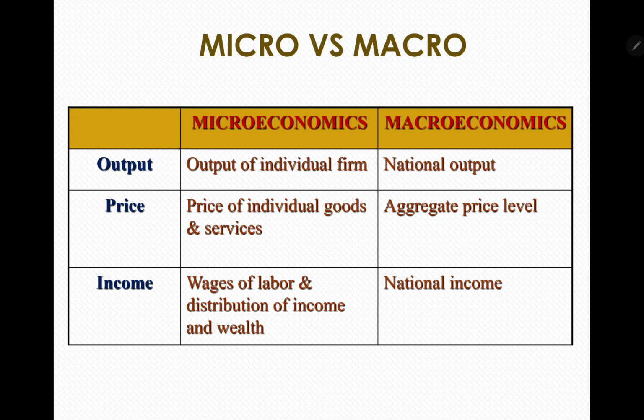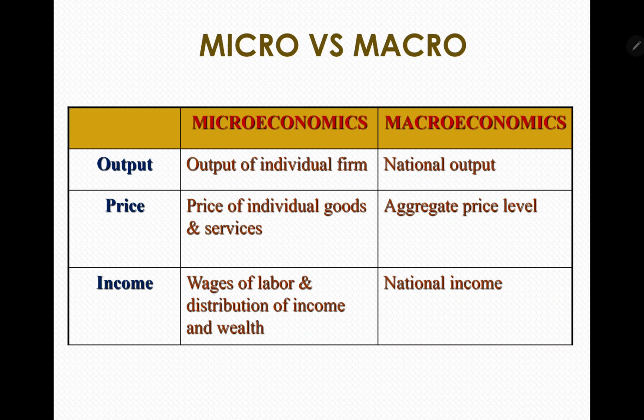So for microeconomics, which focuses on the individual units, if you look in terms of output, microeconomics' concern would be on the output of the individual firms, while macroeconomics focuses on the national output, the output of the products produced overall by all industries.